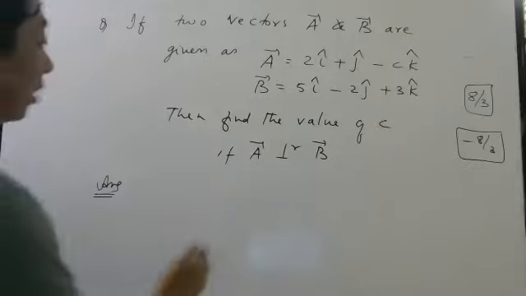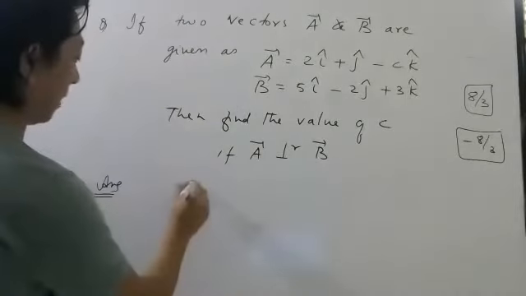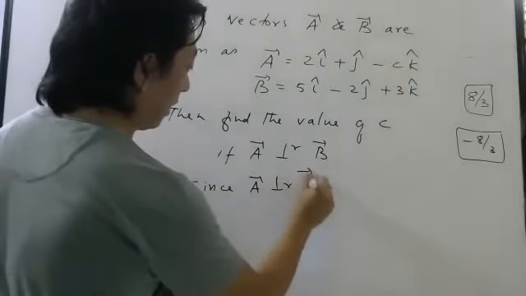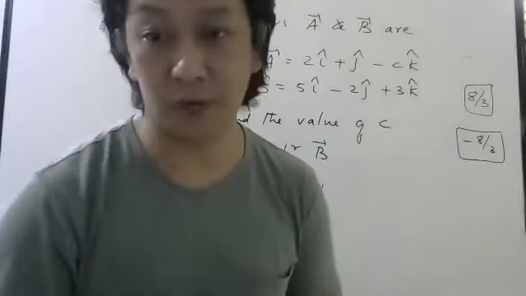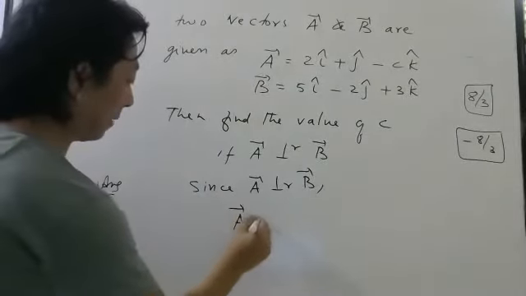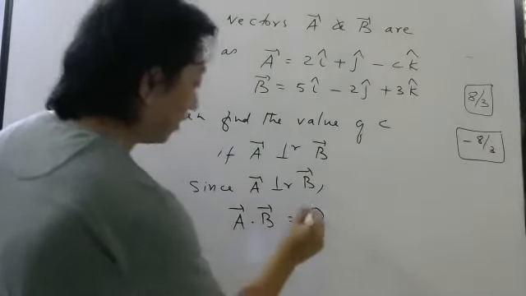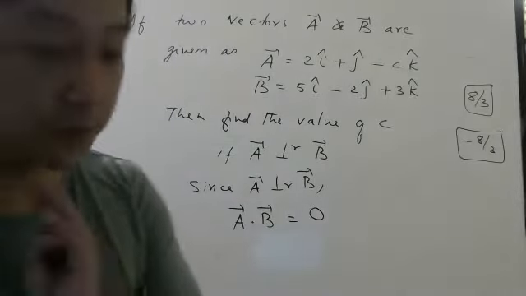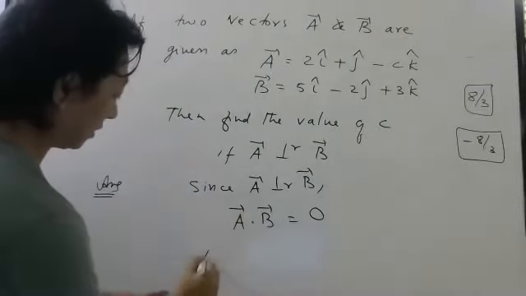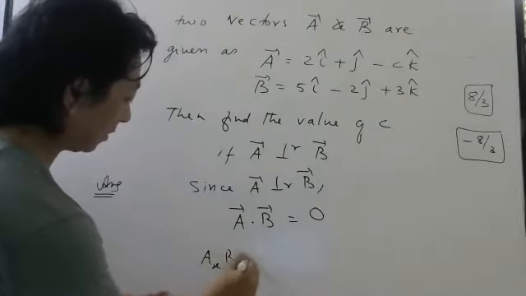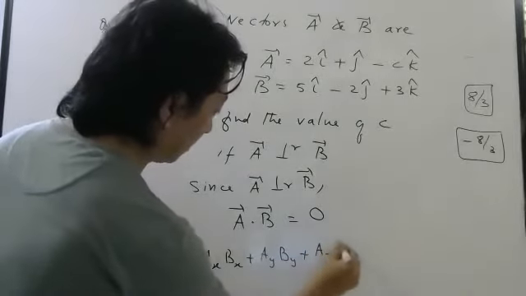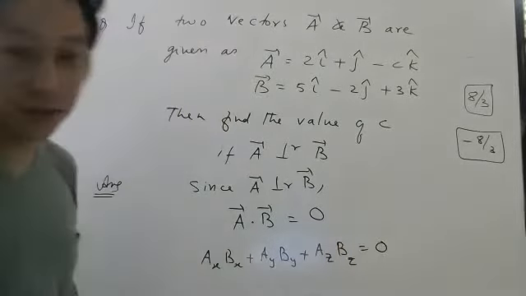Okay, let us do it. They said A bar is perpendicular to B bar, right? So since A bar is perpendicular to B bar, we know the property of dot products. If two vectors are perpendicular, the dot product between them must be 0, because cos 90 will come, right? Now, what is the formula for this? AX BX plus AY BY plus AZ BZ. That should be equal to 0.